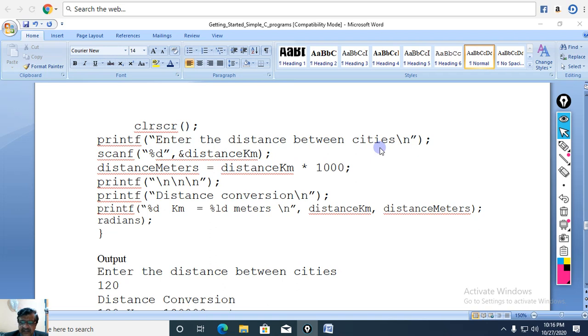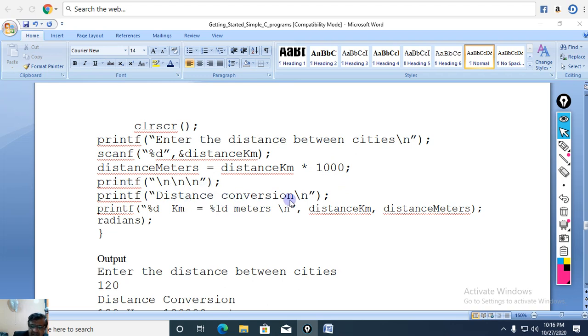Enter the distance between the cities, percentage D, distance in kilometer. So input need not be long integer because it can go up to say 100 kilometers. See, it can go up to 32,767 kilometers. Therefore, short integer would suffice. Distance in meters equals distance in kilometer into 1000. This will be blown up because 1000 is a multiplicative factor over here, and here 3 lines are generated, 3 blank spaces are generated.